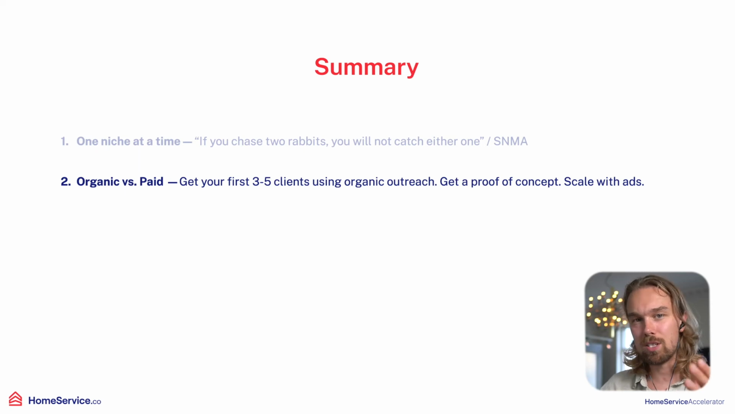You can, and give it some time, give it at least 4 to 6 months and try that. Don't niche jump over and over and over again. Organic versus paid. So get your first 3 to 5 clients using organic outreach, get a proof of concept, then scale with that. So before you start to spend money on ads, if you're starting from scratch, you want to get some cash flow immediately, right? So that's why, start an SMA, have one niche, one service, start to do organic outreach.